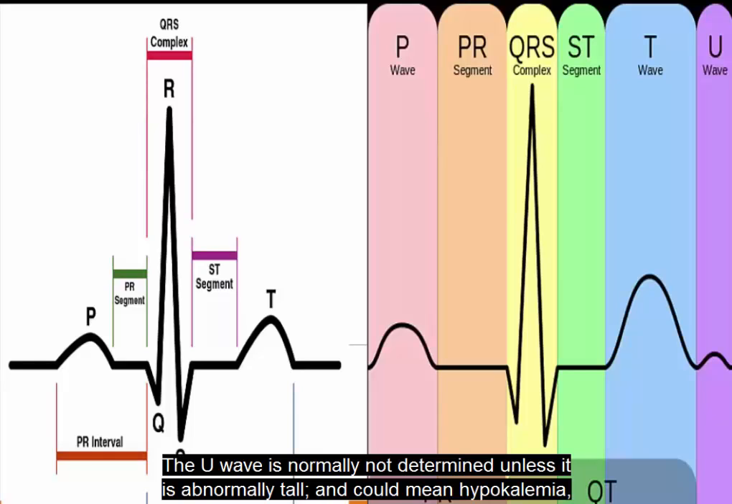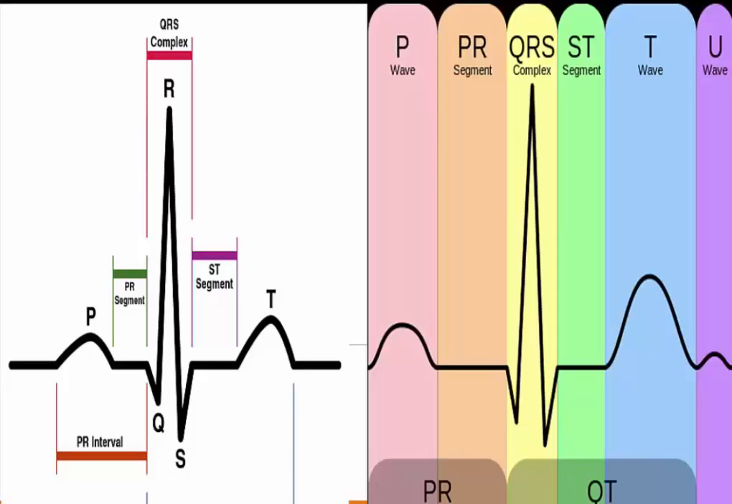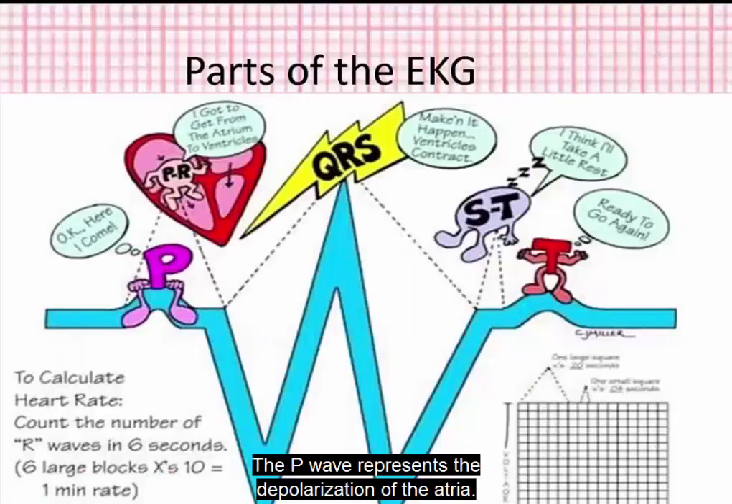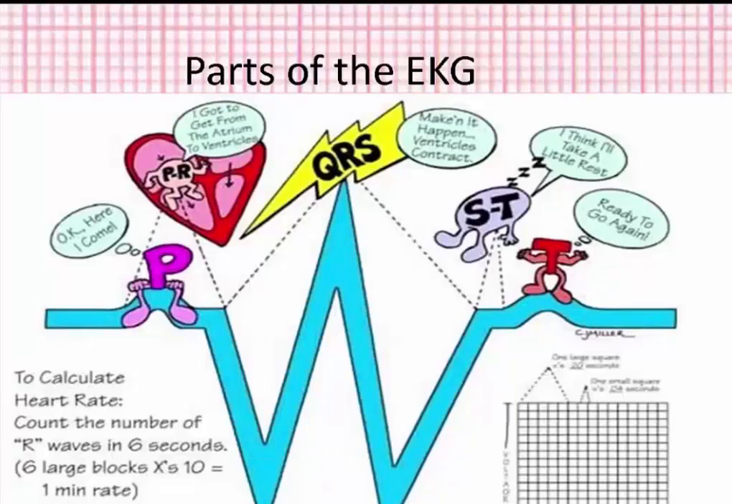The U wave is normally not determined unless it is abnormally tall and could mean hypokalemia, cardiomyopathy, or could occur after a patient received digitalis or quinidine. The P wave represents the depolarization of the atria. Atria depolarization is atrial contraction.